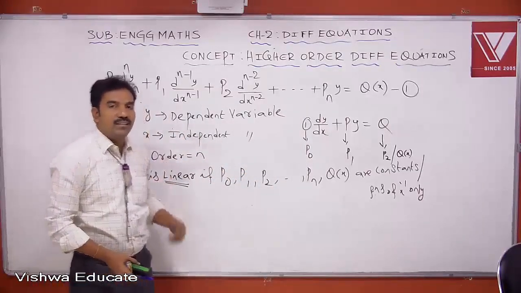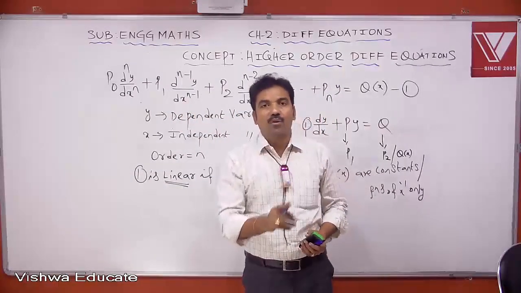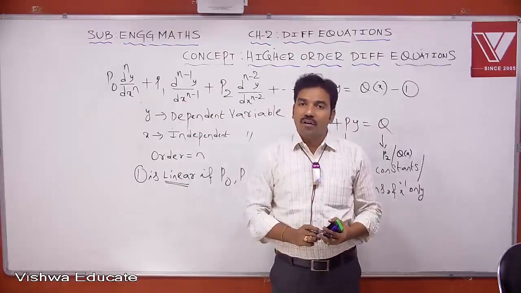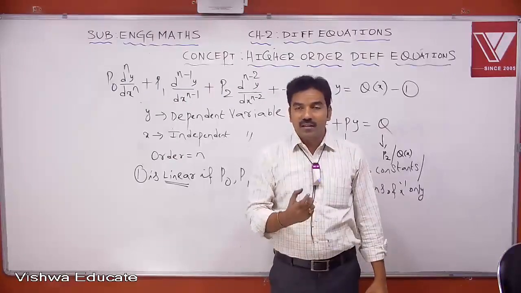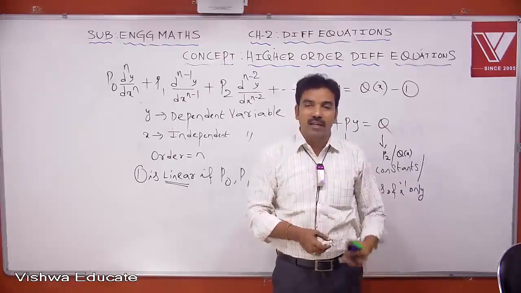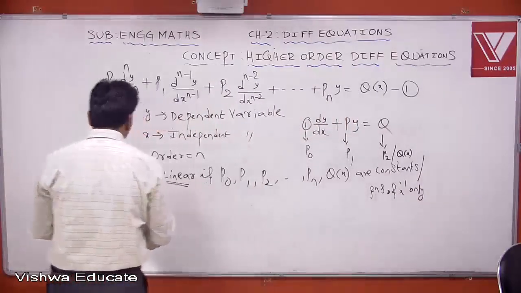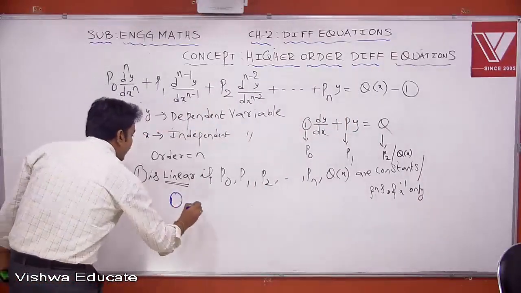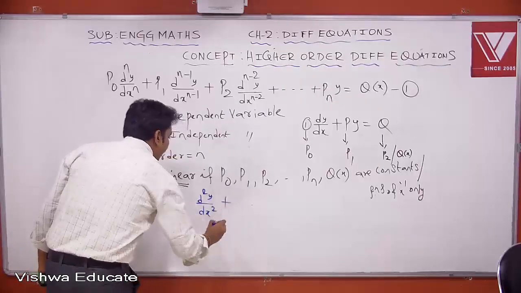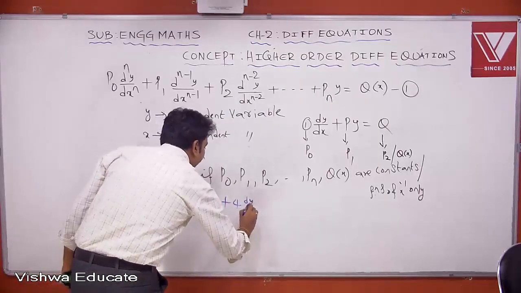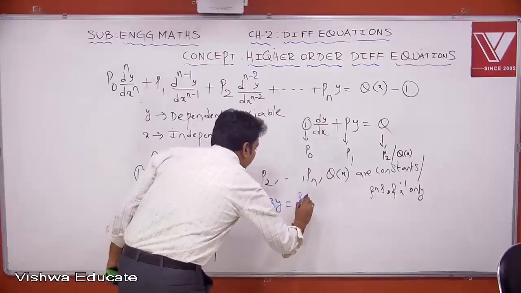So, whenever you want to say that a differential equation is linear, make sure that all coefficients on the derivatives are either constants or functions of independent variable x only. In that case, it is called a nth order linear equation. Now, let us see a few examples. Suppose I have d square y by dx square plus 4 dy by dx plus 3y equal to, for example, sine 2x.